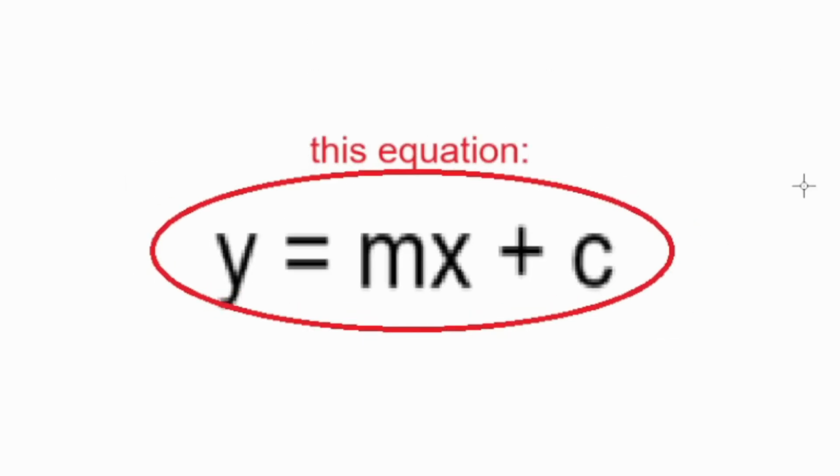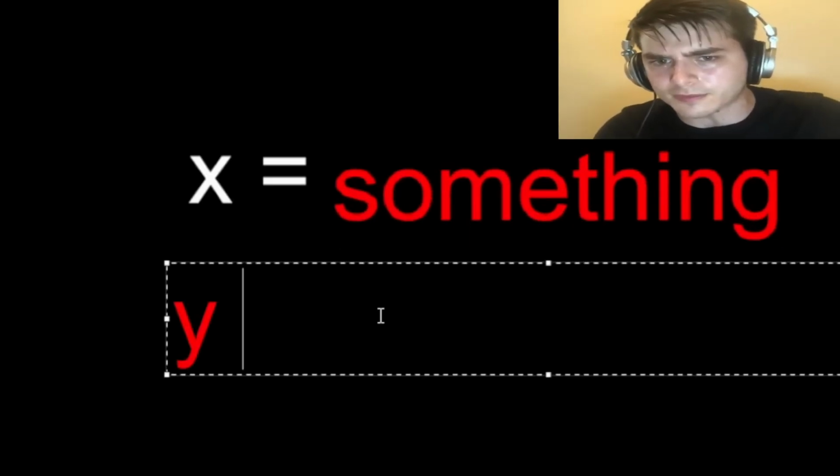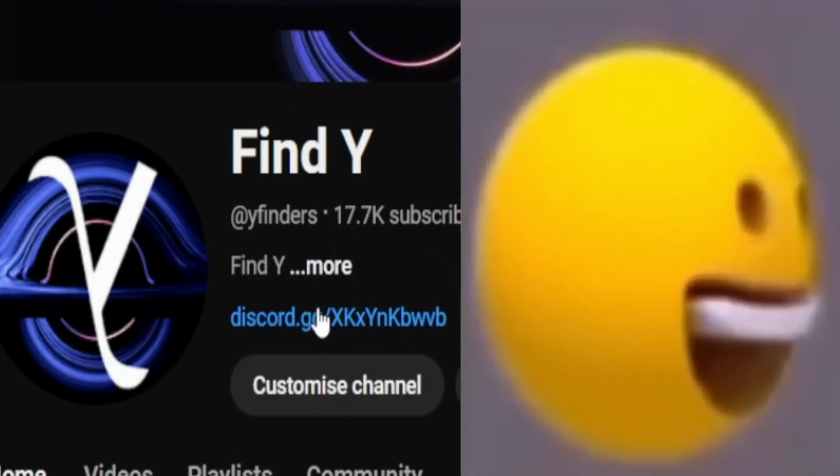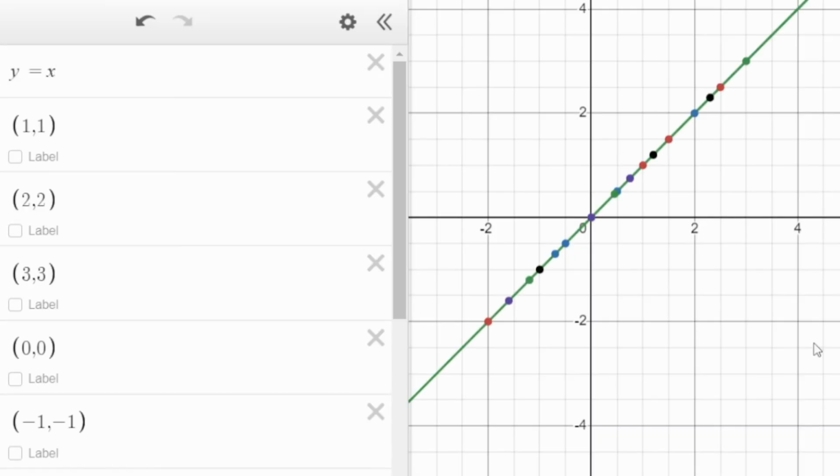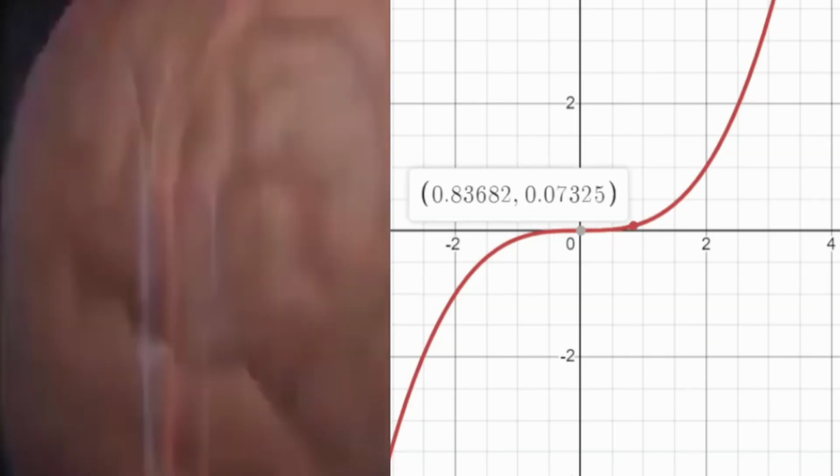This equation and every other 2D graphable equation is asking, when x is equal to something, what is y equal to? So when you are graphing it with Desmos, the program is finding y, like me, find y, join the Discord server, for every possible x value. I mean, that's great for stuff like y equals x, but what about these other things?